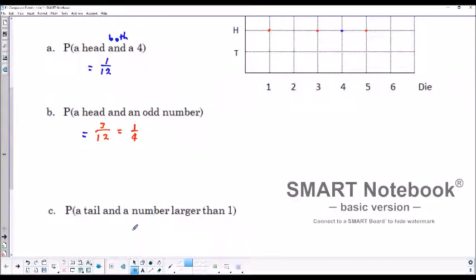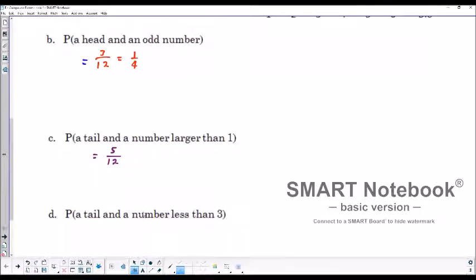We want to see the probability of a tail and a number larger than 1. So we've got a tail and a 2, a tail and a 3, 4, 5, and 6. Out of all the 12 possible outcomes, there are just 5 that fit this description, a tail and a number larger than 1. We can't simplify that, so it stays as it is.